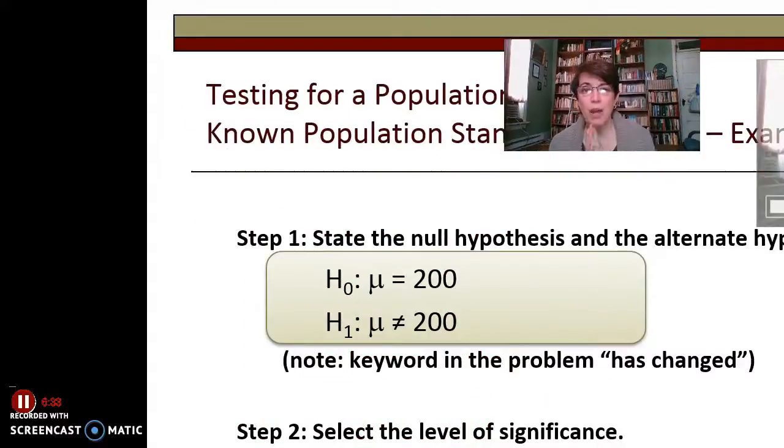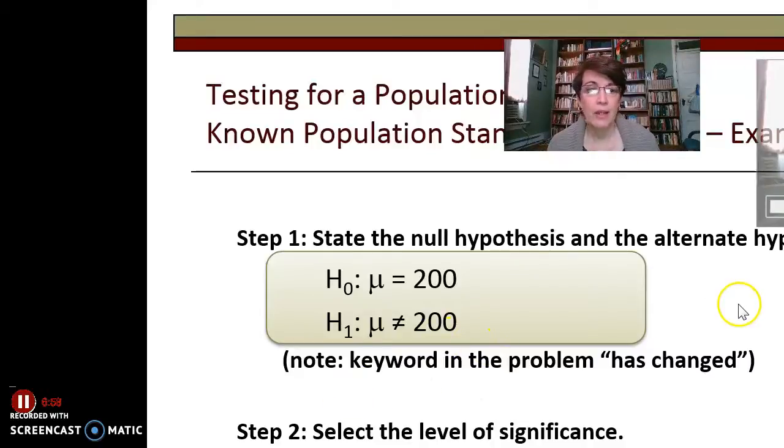So first we have those steps that we had in an earlier slide. We're going to actually state the null and the alternate hypothesis. Here the null hypothesis is going to be status quo. Mu equals 200. That's what has been going on. We believe that's still going on unless we can prove it differently. And our H1 is going to be that it's not equal to 200. That's it for stating the hypothesis.